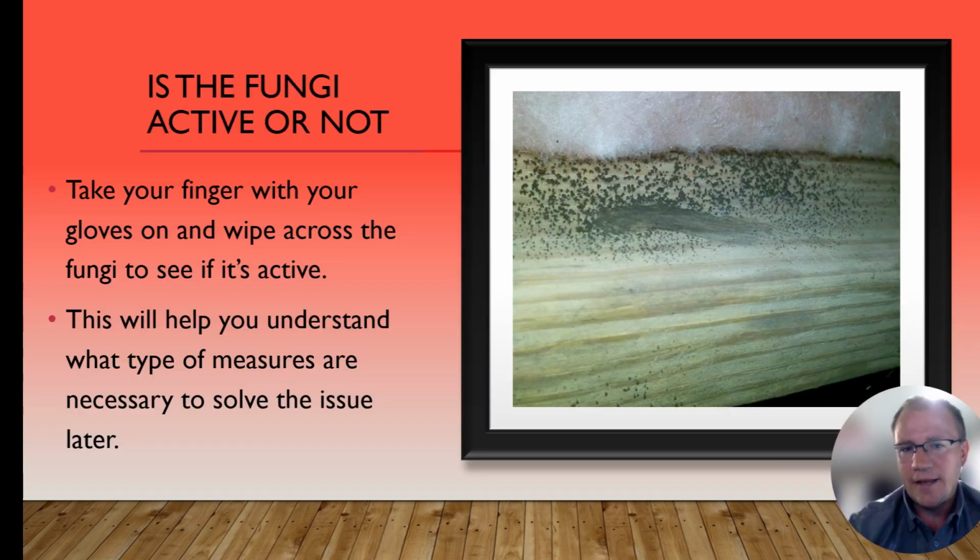Another thing you need to think about when you're doing your inspection is if the fungi is active or not. As you can see in the photo here, you would actually take your finger with your gloves on, rub across the fungi and see if it smears. If it smears, it's definitely active. This is going to help you out when you think about how to remediate problems in the crawl space. If you're dealing with an active fungus, it's definitely different than if you're dealing with one that's dried up. So keep in mind you always want to do the smear test to see if the fungi is active or not.